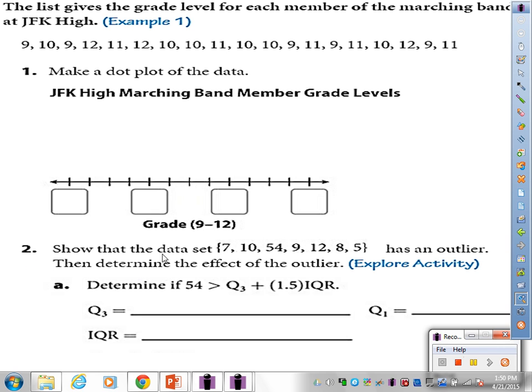It says, show that the data set 7, 10, 54, 9, 12, 8, and 5 has an outlier. Do you know how to find that? From there, make sure you determine the Q3, the Q1, and the IQR, and give me the outlier for that data. Don't worry about the effect of the outlier. We'll get to that in a little bit. Ready? Go. As soon as you have that information, send it to me, and remember to lock your send bar at the bottom before it goes away.